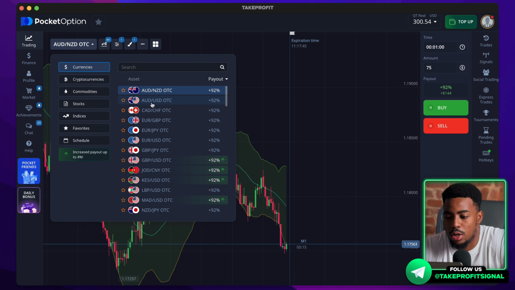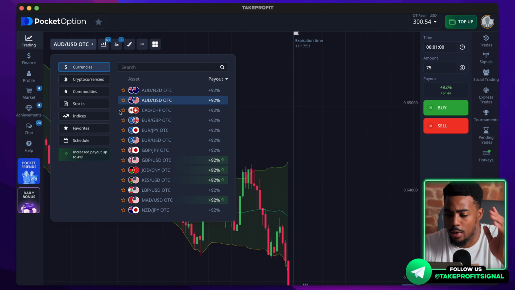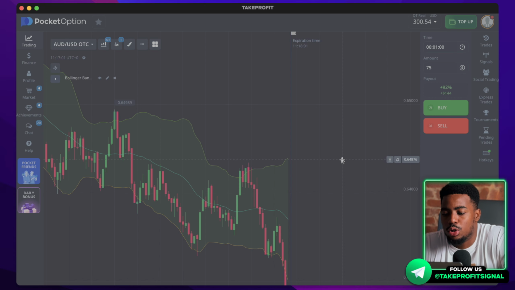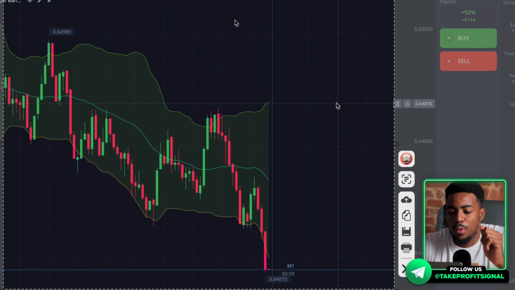Next, I simply start looking for currency pairs. How do I search for trades? Look, your task is to gradually switch between all the assets on Pocket Option. You should see the following picture. We have the Bollinger Bands indicator with an upper boundary and a lower boundary.